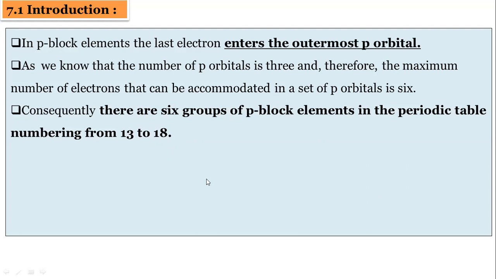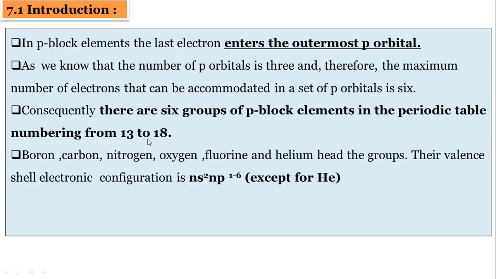Why are there 6 groups? Because the capacity of the p orbital is 6 electrons. So out of these 13 to 18, group 13 is boron, then the carbon and nitrogen families. They are already discussed in 11th standard. So for the 12th standard, we are discussing group 16, group 17 and group 18. Boron, carbon, nitrogen are already completed.